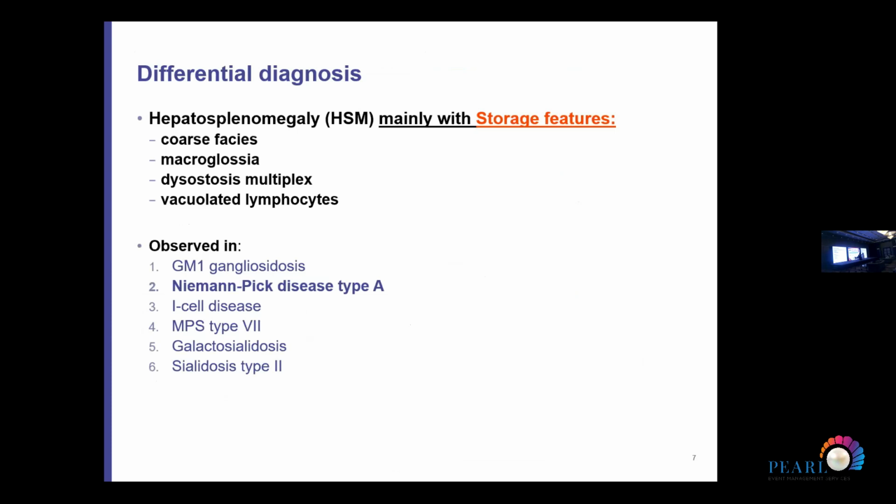So again, the differential diagnosis of hepatosplenomegaly presenting mainly with storage features, and these include coarse facial features, macroglossia, dysostosis multiplex, and vacuolated lymphocytes on the blood smear. And the differential diagnosis, if you find these features, includes GM1 gangliosidosis, Niemann-Pick disease type A, I-cell disease, MPS type 7, galactosialidosis, and sialidosis type 2, which are very rare.